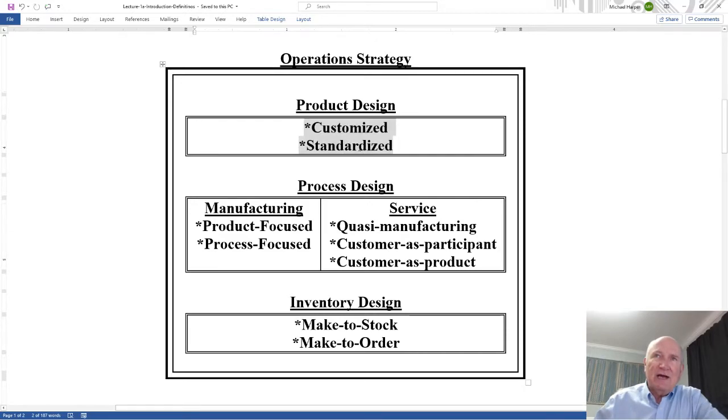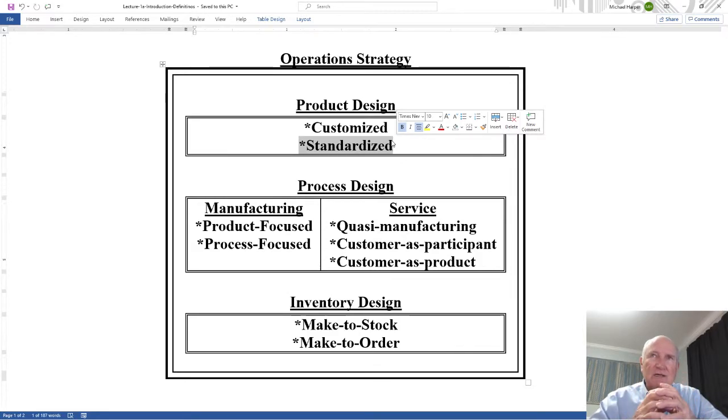But then you have standardized. Standardized is not a design for one customer or a group of customers. It is one design for everyone. Now, standardization sometimes is required and desired. For example, the Food and Drug Administration has standards that have to be met for their food and their medications. And so standardization sometimes is required and sometimes very much desired.